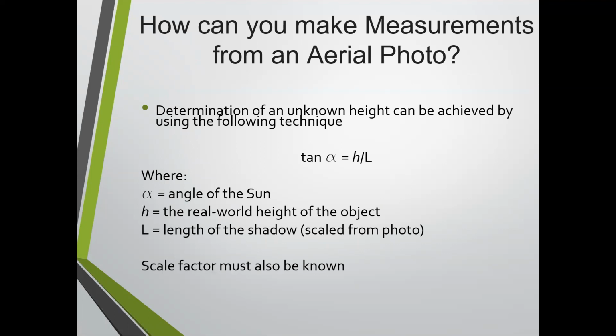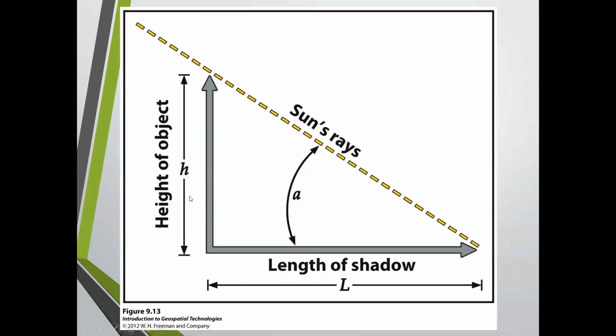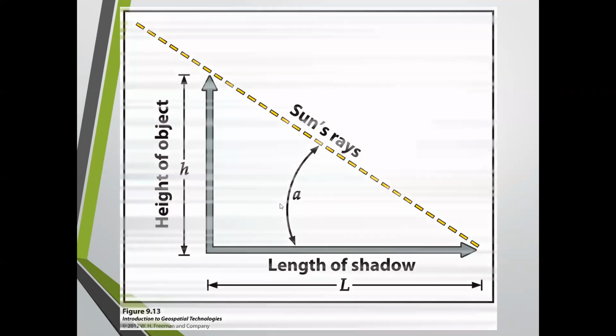Now you have to have the scale factor first off. So you have to know the scale factor of the image. This is showing you, if this represents a tall building and the sun's ray is coming in like this, this ray is going to be that alpha angle right here with respect to the horizontal. So we measure the length of the shadow, we know this, we can determine that alpha angle.